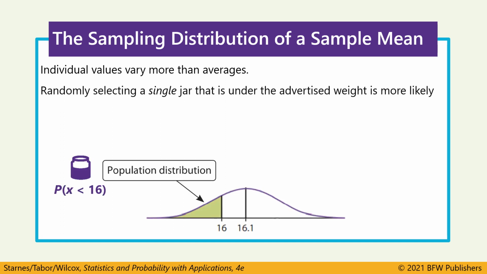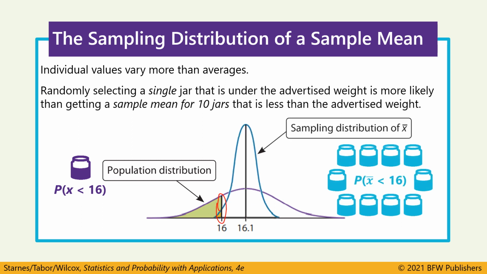When we're working with sampling distributions, remember that individual values vary more than averages. So if we're just talking about one jar of peanuts from this distribution, it's much easier to get a single jar that's less than 16 ounces compared to a sampling distribution where we're selecting 10 jars. As we average the weights of these 10 jars, we're going to get things more and more consistent with that mean, where it's harder to get an average of 10 jars less than that 16 compared to a single jar less than 16 ounces.